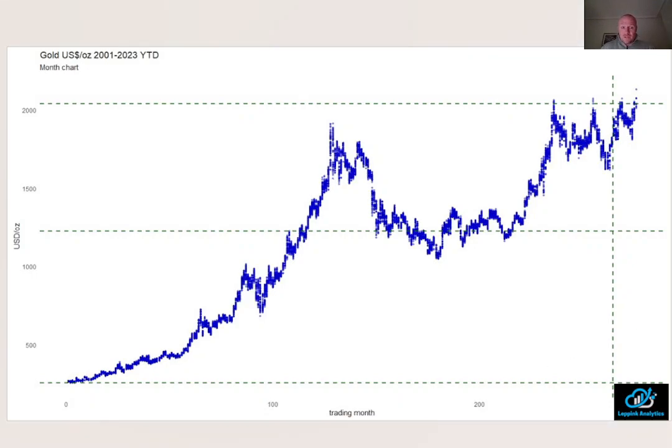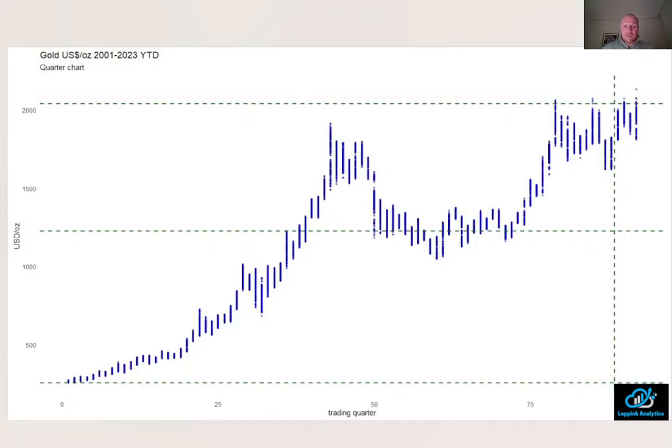Here you see the month chart, which is barely different from the day chart, visually speaking, because of the long time period and relative density of data points in the chart. Now, when you look at the quarter chart, well, you get this. By the way, in these charts, the vertical dashed line separates 2023 from all the previous years.